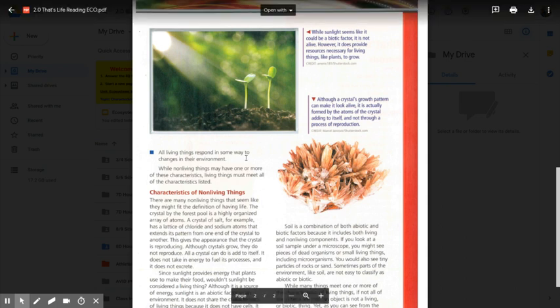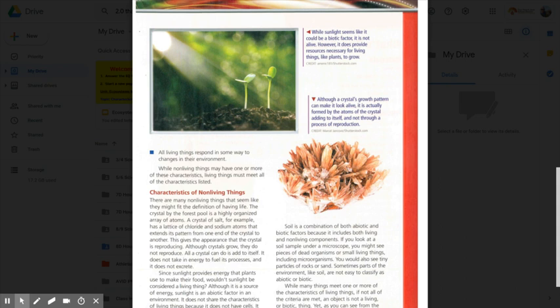Back to our article. All living things respond in some way to changes in their environment. While non-living things may have one or more of these characteristics, living things must meet all of the characteristics listed.